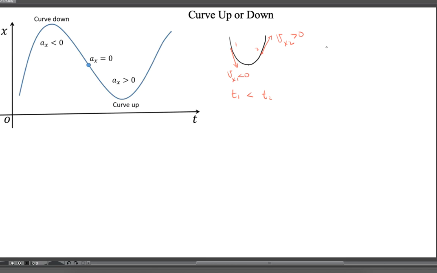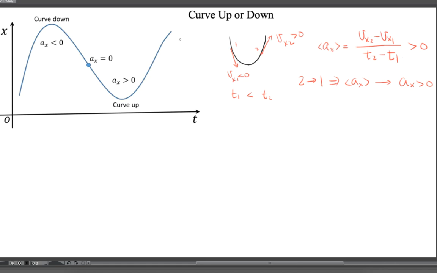Okay, so the average acceleration is then given by Vx2 minus Vx1 divided by t2 minus t1. Since we know Vx1 is negative and Vx2 is positive, this ratio is going to be positive. So the average acceleration in this curve up situation is positive. Then we can also think about when point 2 approaches point 1. In the limit of 2 approaching 1, the average acceleration becomes the instantaneous acceleration, which keeps the positive sign.